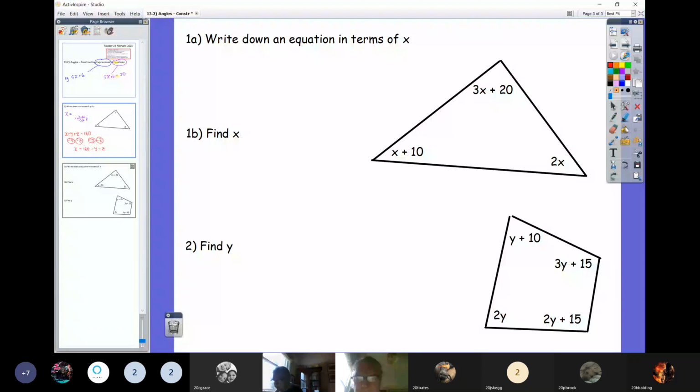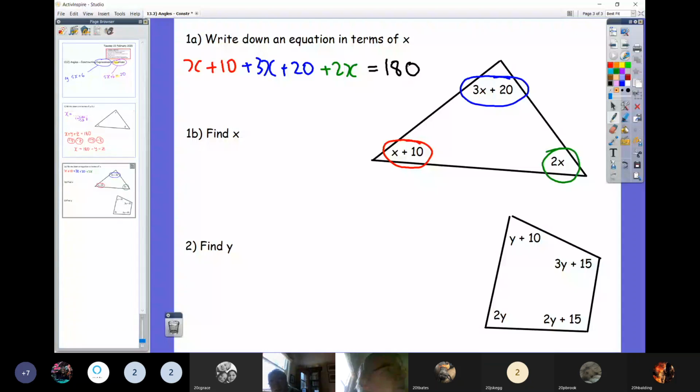So x plus 10 plus 3x plus 20 plus 2x. When we add all three of those together, our answer should be 180. Again, there's a bit of a lag, but you'll see it come through in a minute. We have the x plus 10, which I've done in red, then I've added on the 3x plus 20 in blue, then finally the 2x in green. Those three angles together equals 180. Now that's kind of answered part A.